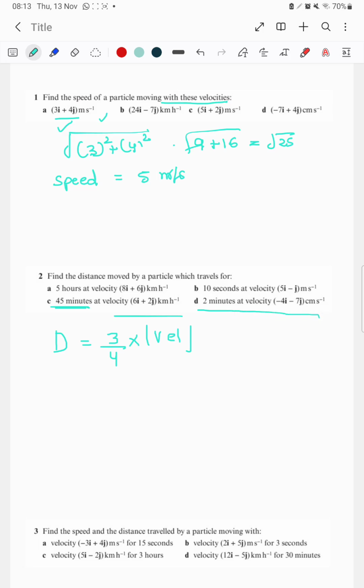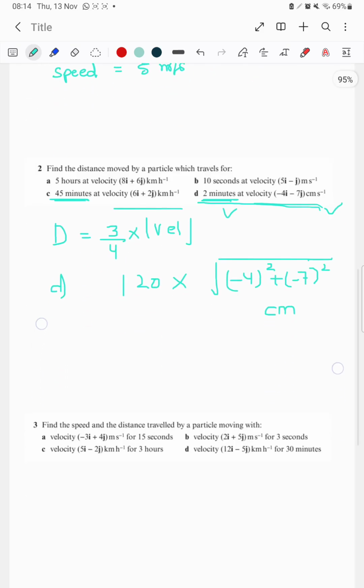In the next question, in the D question, you have to find 2 minutes at velocity minus 4i minus 7j centimeters per second. We have to find distance. So to find the distance, we need to multiply the time with the speed. Here the time is in minutes and the velocity is in seconds. So convert the 2 minutes into seconds, which is 120 seconds, times the magnitude of velocity, that is the speed, and then you can solve it and give your answer. And this many centimeters will be the answer.